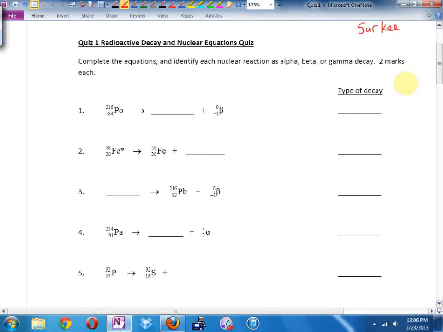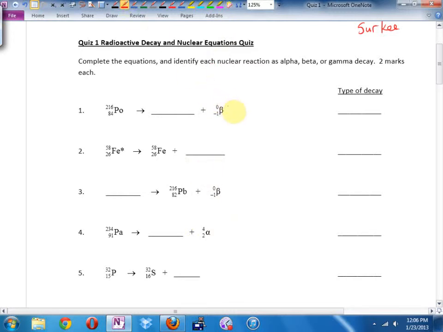First it says identify each nuclear reaction as alpha, beta, or gamma. I'm going to do the identification first, then we'll go back and fill in the blanks. 2 marks each, 1 mark for the blank and 1 mark for the identification. To identify what kind of decay it is, look at the one that appears last. If we know it, that makes it easier. Otherwise, we'll have to do some thinking.